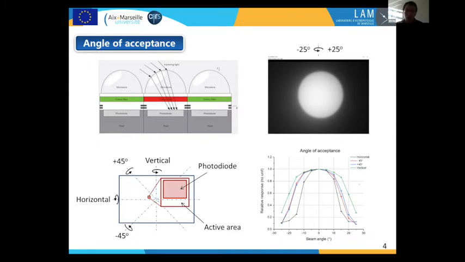The plot shows the angle of acceptance is symmetric with the beam angle, and it has obvious differences at different camera positions. This result follows our expectation well.